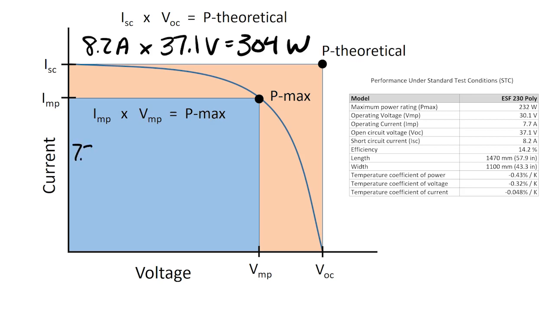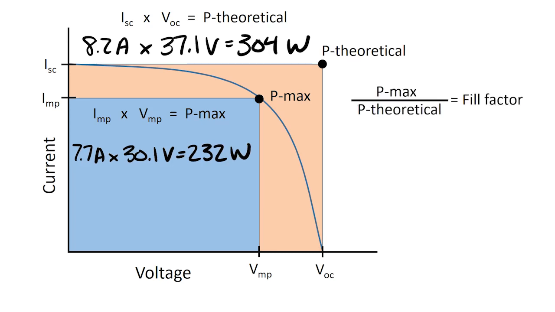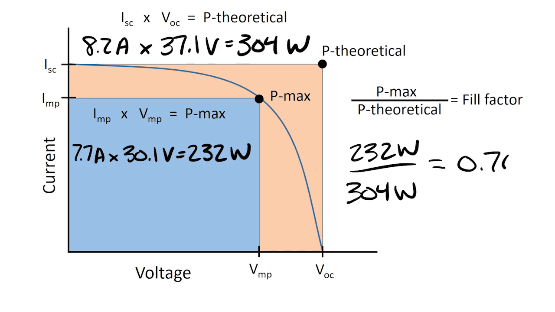Likewise, if I multiply the maximum power current by the maximum power voltage, I get 232 watts, which is actually the power rating on the panel. That is where the point is of the blue square. Now, if I divide the 232 watts, which is the maximum power of the cell, by the 304 watts, which is the theoretical maximum of the short circuit current multiplied by the open circuit voltage, I get a ratio, or a fill factor, of 0.76, or 76%.